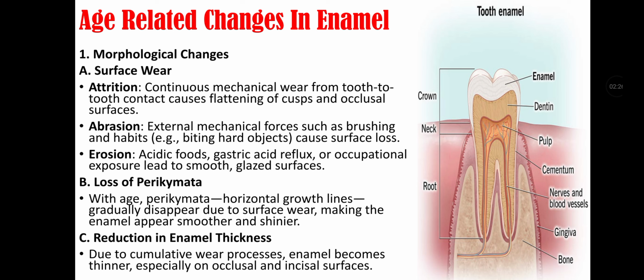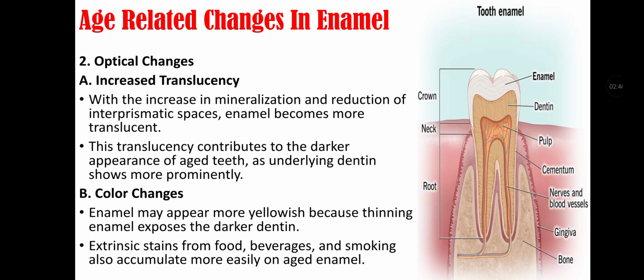Loss of perikymata is the second morphological change that happens in enamel with age. With age, perikymata, which are horizontal growth lines, gradually disappear due to surface wear, making the enamel appear smooth and shinier. The third change is reduction in enamel thickness. It is due to cumulative wear processes. Enamel becomes thinner, especially on occlusal and incisal surfaces.